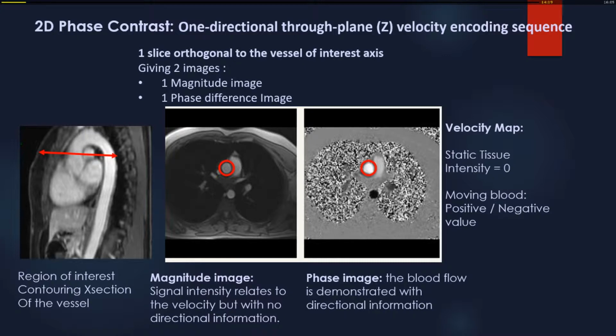It's made orthogonal to the vessel of interest, and it gives two images: one magnitude image and one phase difference image, which is a velocity map where the static tissue has an intensity of 0 and the moving blood has a positive or a negative value.